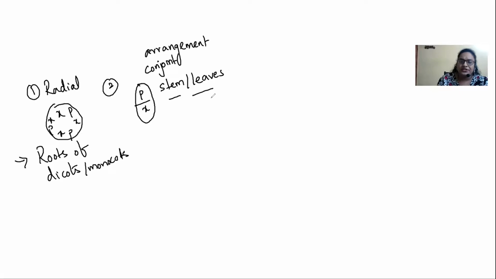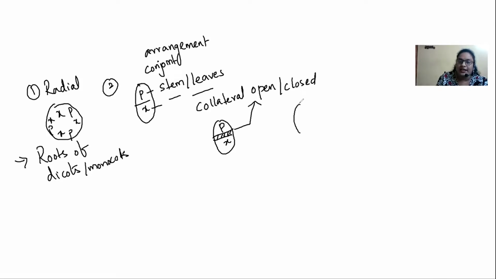Next, conjoint is going to be of different types, like collateral. Collateral is nothing but here, as we have seen, they are present one above the other. One is adaxial, one is abaxial. And in this collateral, again, we have open as well as closed. What is open, children? If the xylem and phloem are present with the cambium tissue, then they are open for secondary growth. And if they are present one above the other without any cambium tissue, they are not open for secondary growth. So we call it a closed type of collateral conjoint vascular bundle.